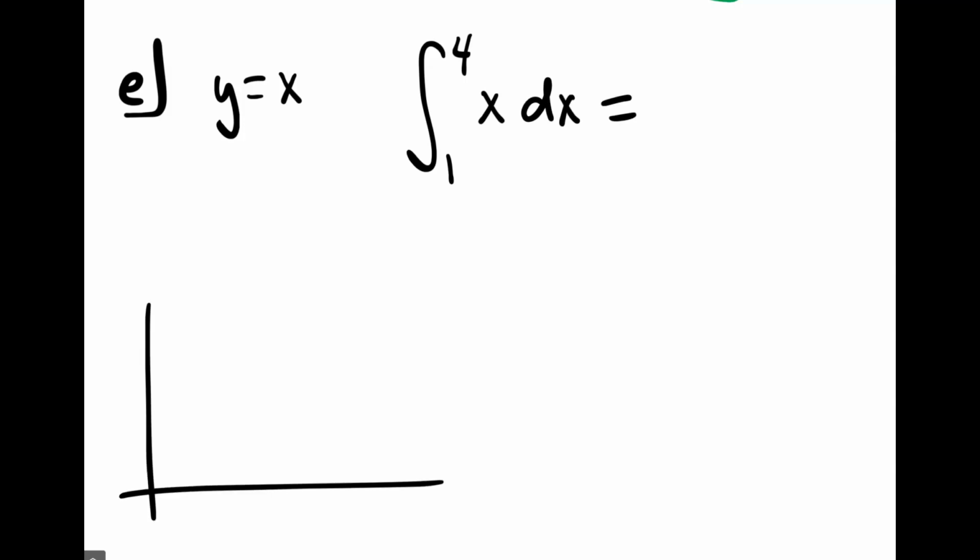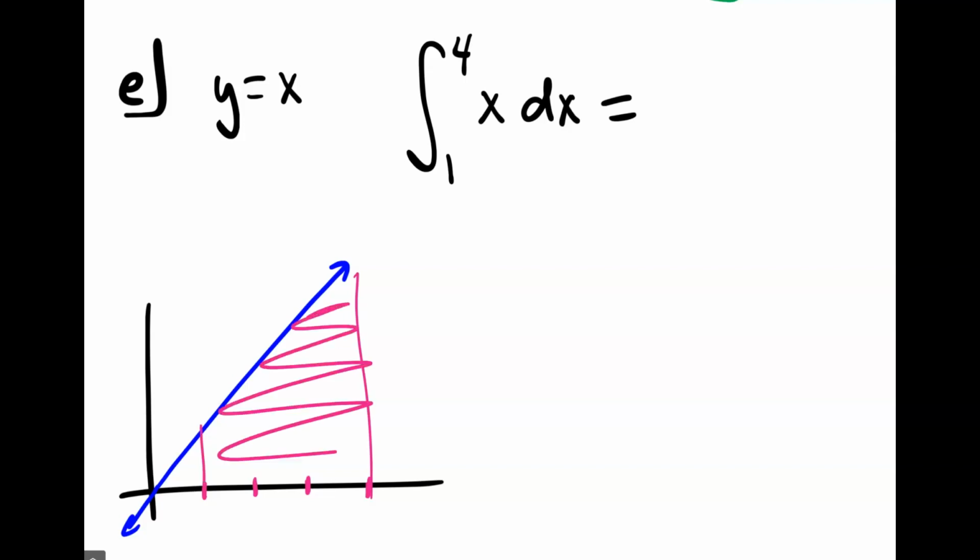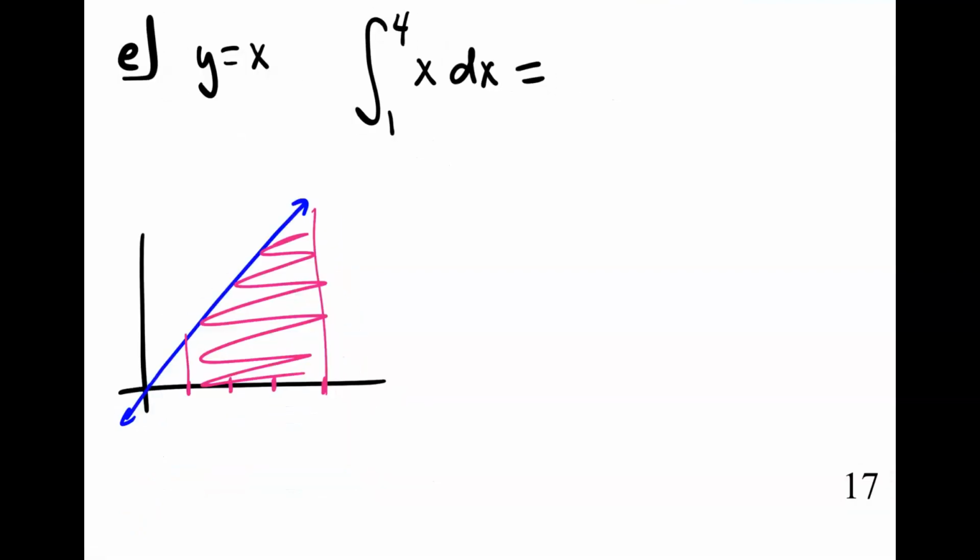So let's see what this would look like. This is our function, looks something like this. And if I'm wanting the area from 1 to 4, so it's 1, 2, 3, 4, it'd be something like this. So you could easily find the area using geometry. What shape is this that I drew? Trapezoid. Because we have one base, the second base, here's the height, and then you have the sloping side.